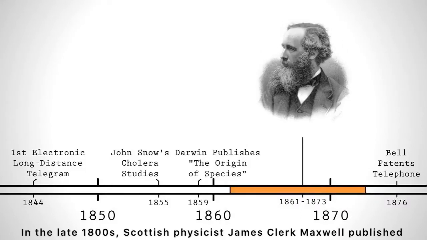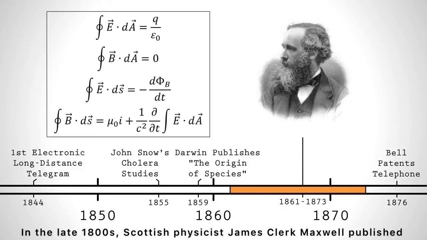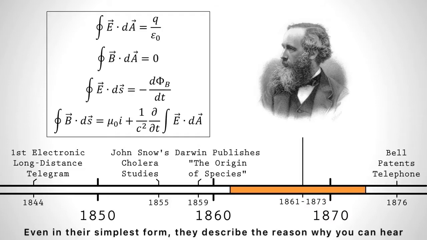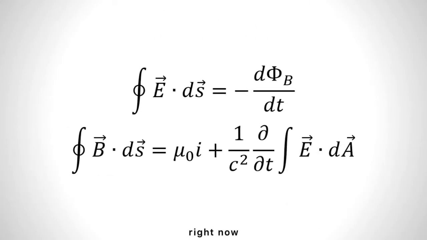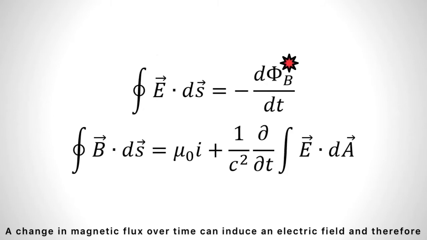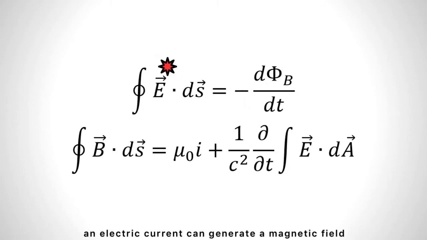In the 1800s, Scottish physicist James Clerk Maxwell published a set of 4 equations, which set the foundation for classical electromagnetism. Even in their simplest form, they describe the reason why you can hear my voice right now. His last 2 laws, individually known as Faraday's law and Ampere's law, state the following. A change in magnetic flux over time can induce an electric field, and therefore, an electric current can generate a magnetic field.